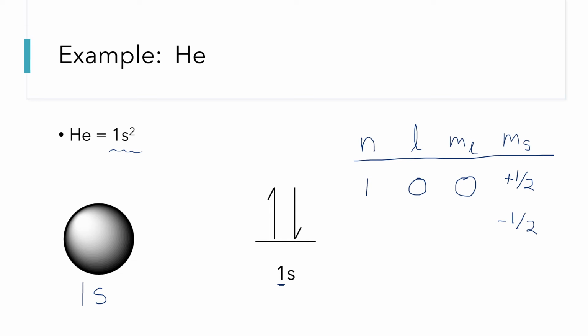Now, to complete the quantum numbers for the second electron, I should fill in the 1, 0, 0 here, because these first 3 quantum numbers describe the 1s orbital, 1, 0, 0. And then this last quantum number of negative 1/2 describes that second electron, which is oriented spin down. So 3 of the numbers describe the orbital, and then the 4th describes the electron's orientation in that orbital.